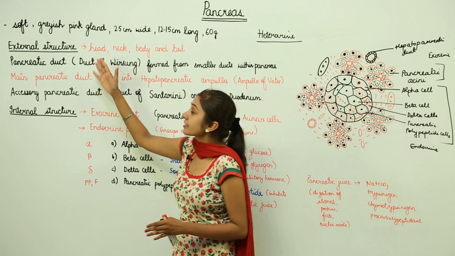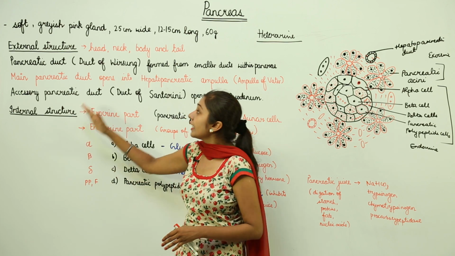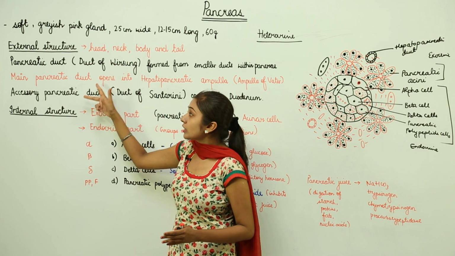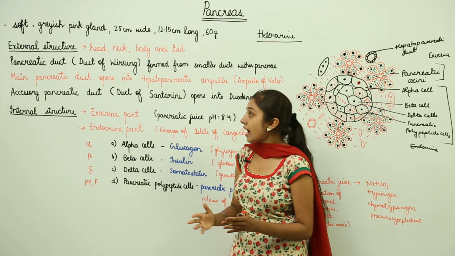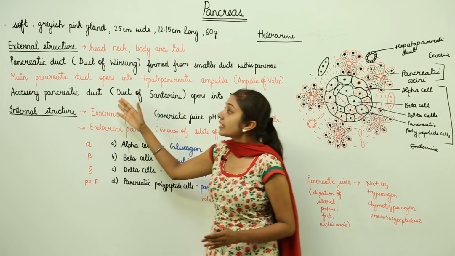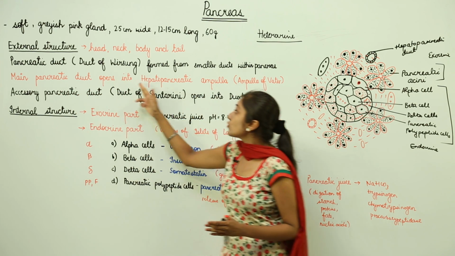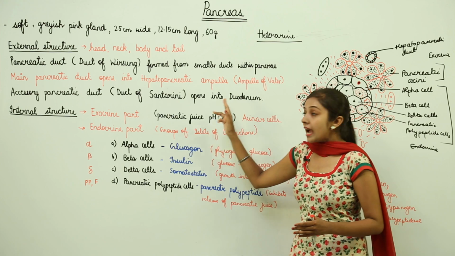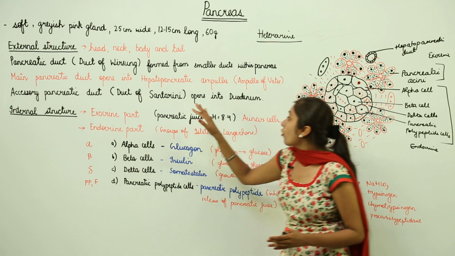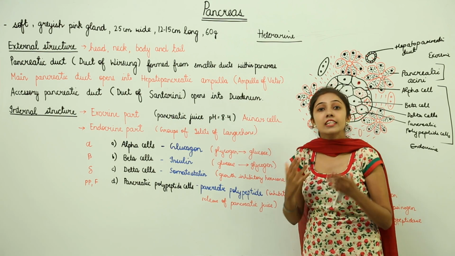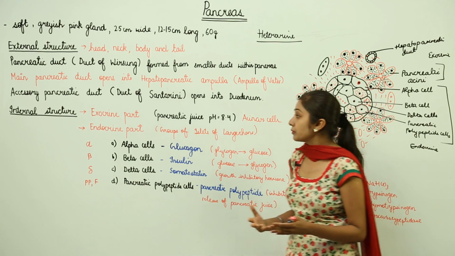So let's recall everything we have done so far. We have discussed the external structure and the internal structure, right? In the external structure, we discussed two ducts: the main pancreatic duct and the accessory pancreatic duct. The main pancreatic duct opens into the hepatopancreatic ampulla. The accessory pancreatic duct opens into the duodenum, and it is vestigial actually. It's not there in humans.